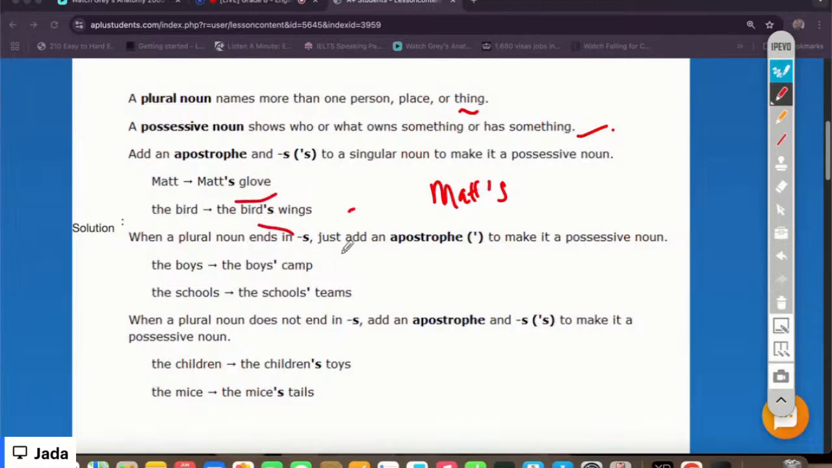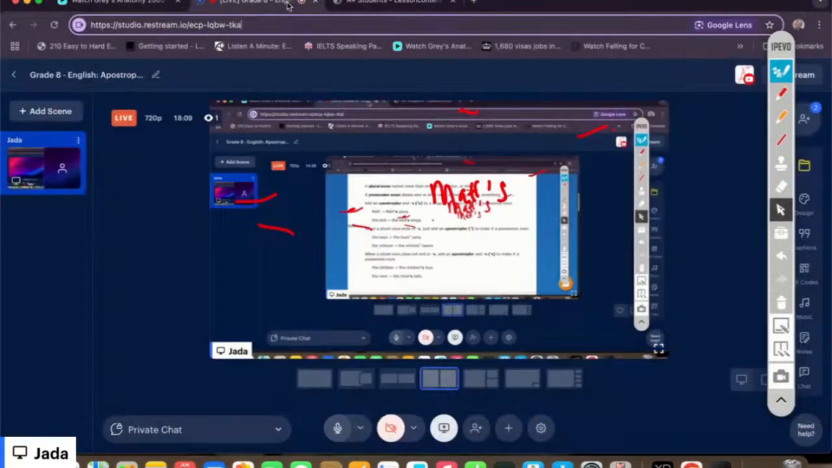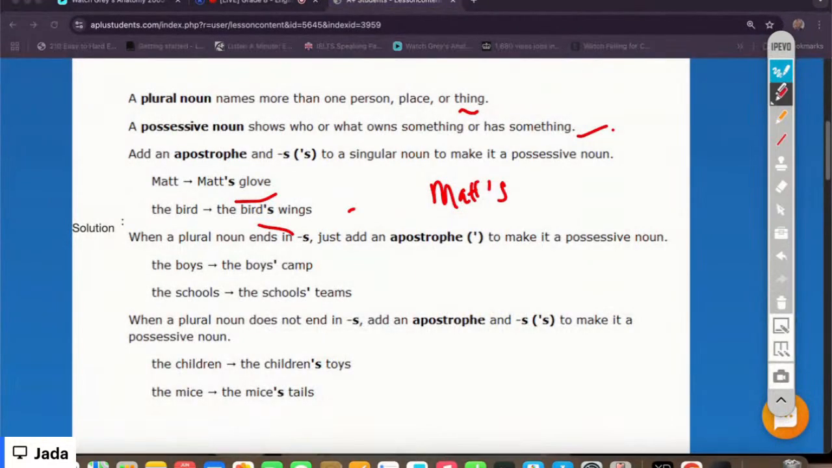When a plural noun ends with s, just add an apostrophe to make it a possessive noun. So remember that we have plurals that end with s. So once it ends with s and you want to make it possessive, you have to add your apostrophe after the s, just like the boys' camp, the schools' team.